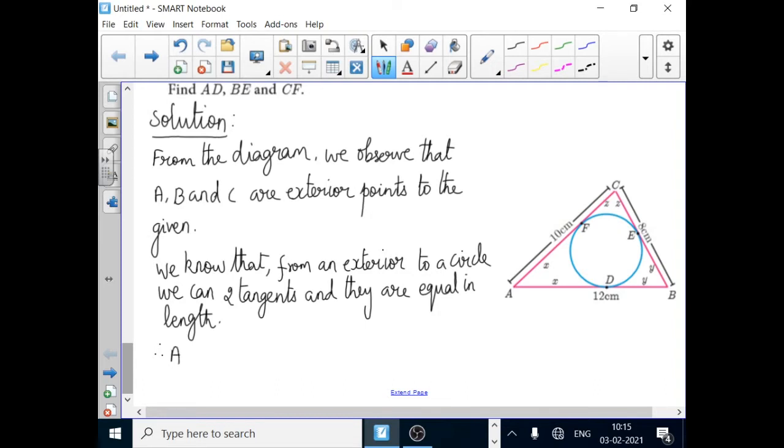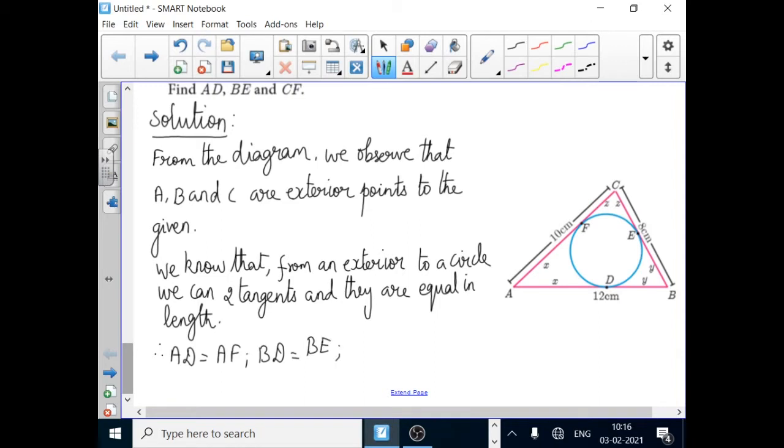AD is equal to AF. So here we take AD is equal to AF. Next, BD is equal to BE. I write it in the same line. It is a bit easier with the diagram to look at. So BD is equal to BE.